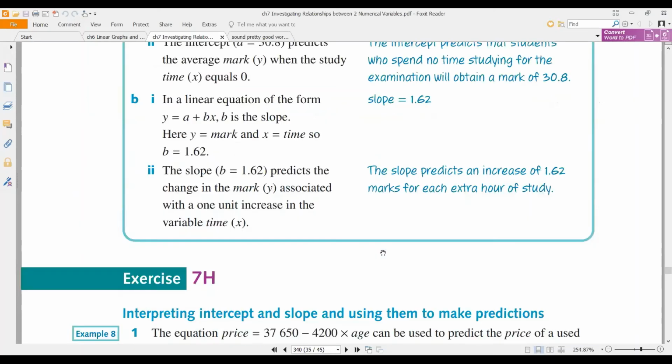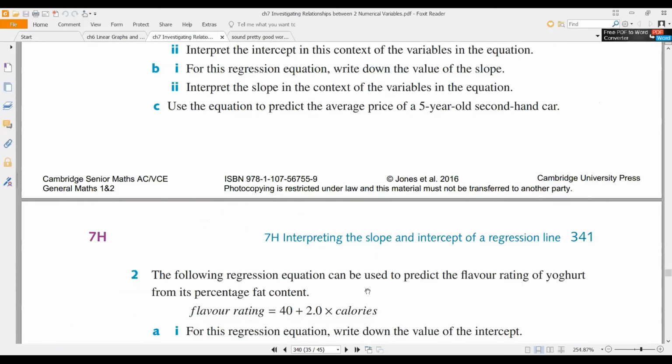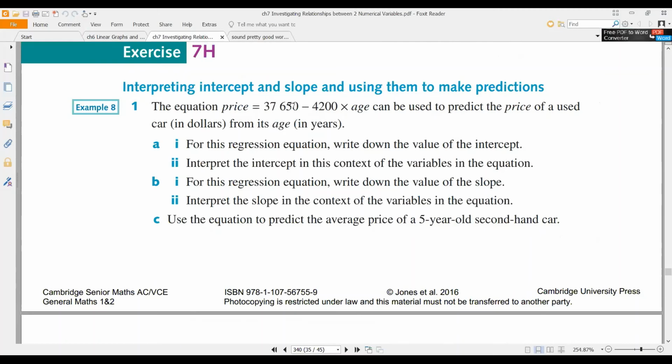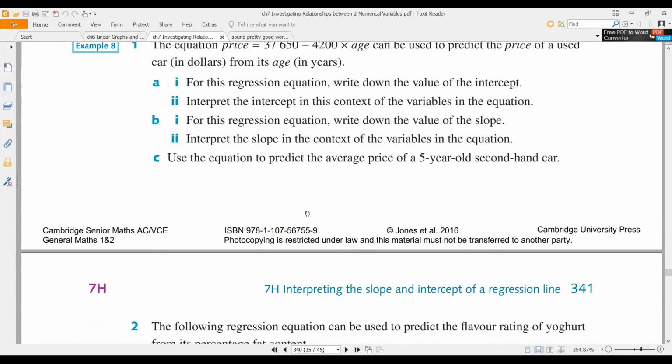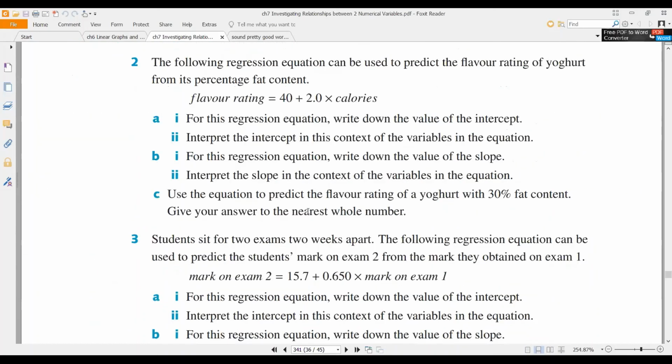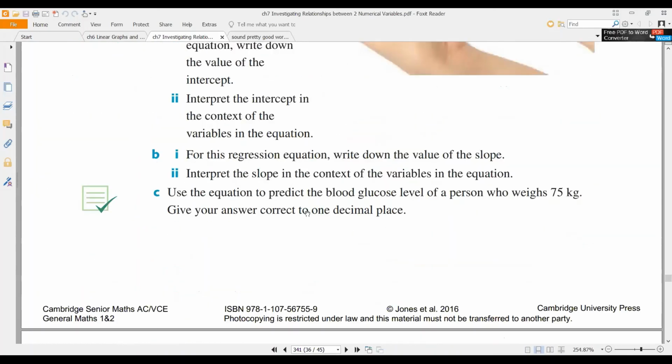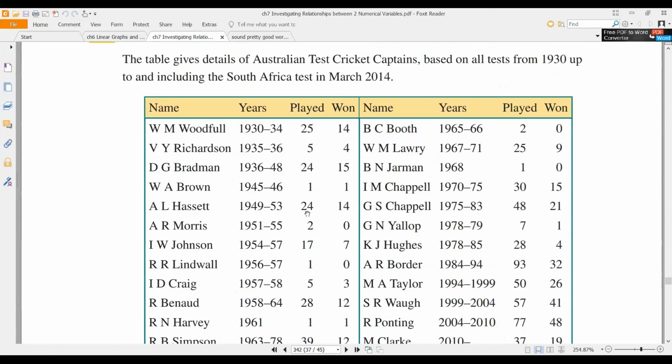So in 7H, for example, here we've got the equation. It says, for this, write down the value of the intercept, interpret the intercept, write down the value of the gradient, interpret the gradient, and so on and so forth. So there are about four questions with regards to 7H. And then that's pretty much all that we need to do.